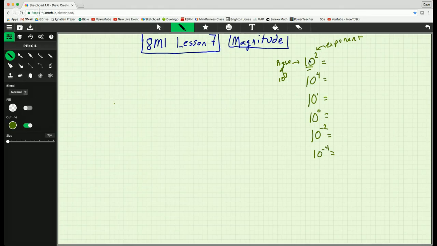So remember, 10 to the 2 simply means 10 times 10, which equals 100. 10 to the fourth is 10 times 10 times 10 times 10. And if you multiply all of that out, you get 10,000. I'll let you do the math on that. You should be able to do your multiplication. 10 to the first is just 10.